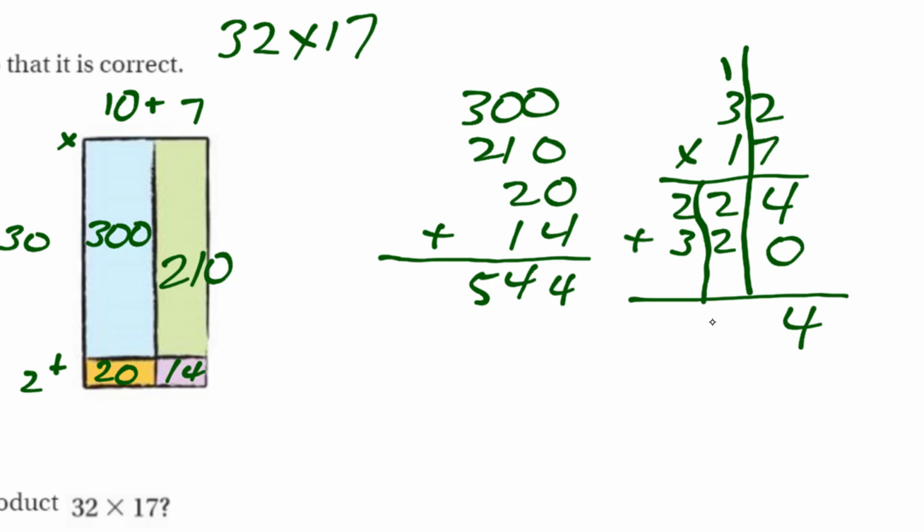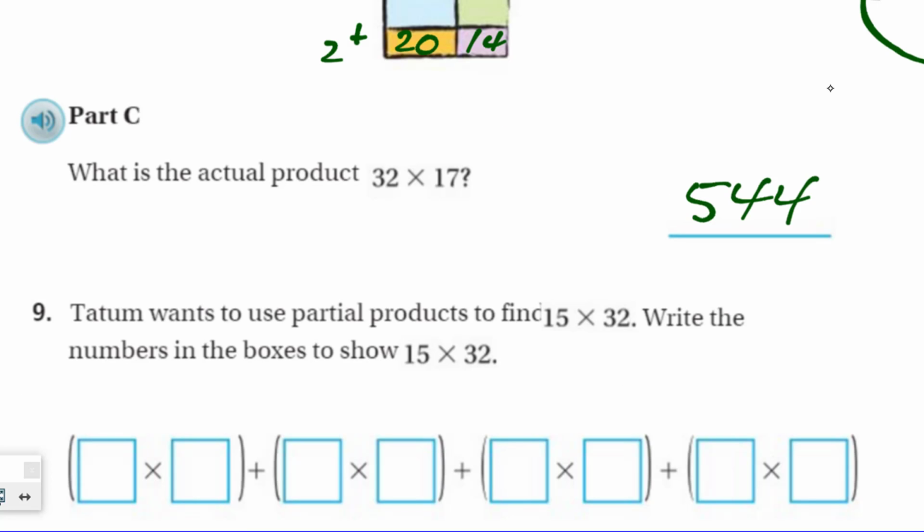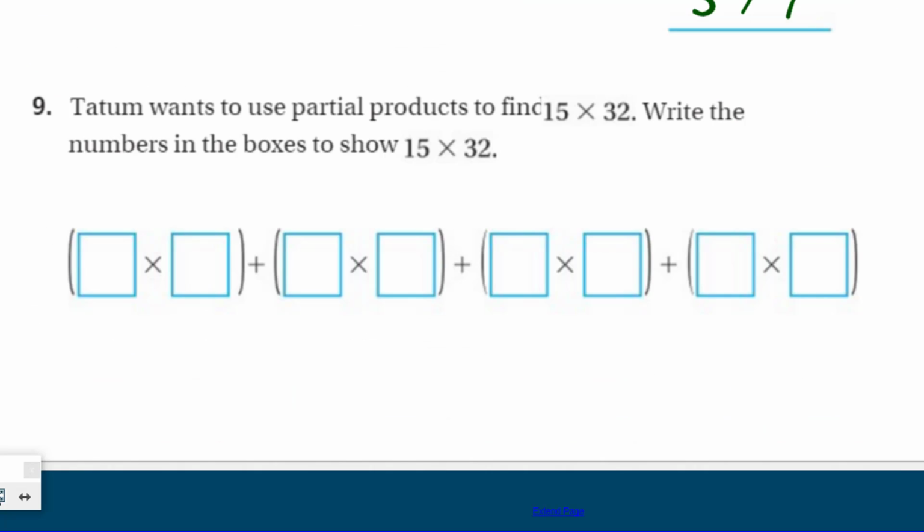Now we have 4. And 2 plus 3 is 5. And look at that. So pretty. Yes, it's 544. Woohoo! Now we move to the bottom problem here on page 137, number 9.